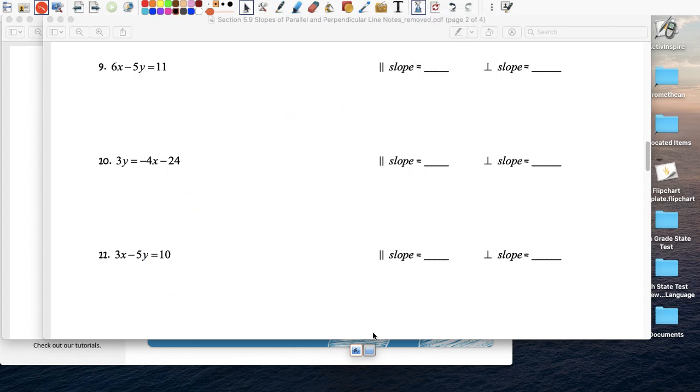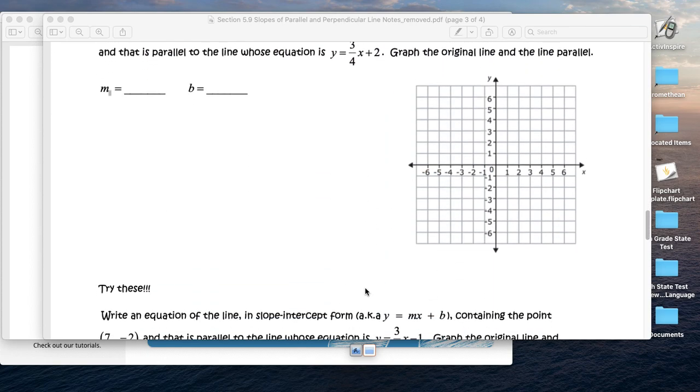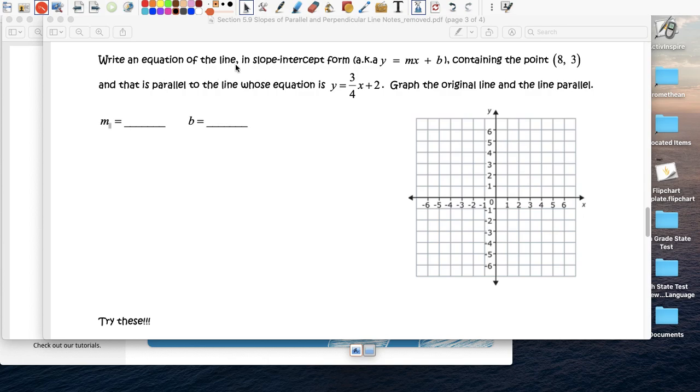All right, so we'll do that on Friday. Don't worry about it. All right, so now we have 2. Write an equation of the line containing the point A3 that is parallel to this line.